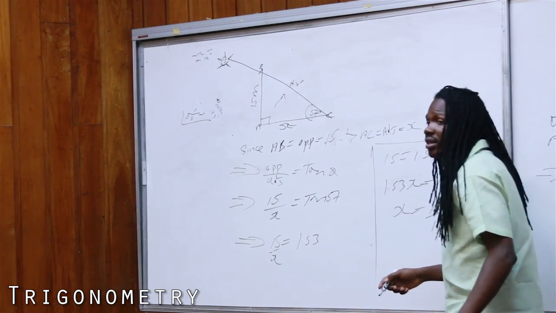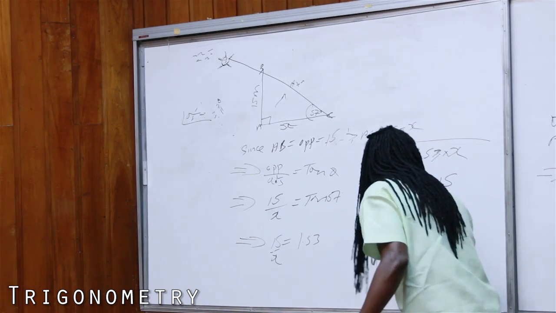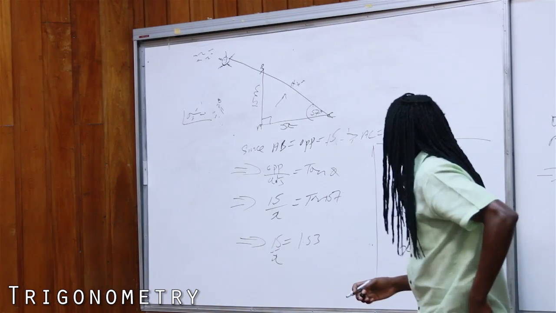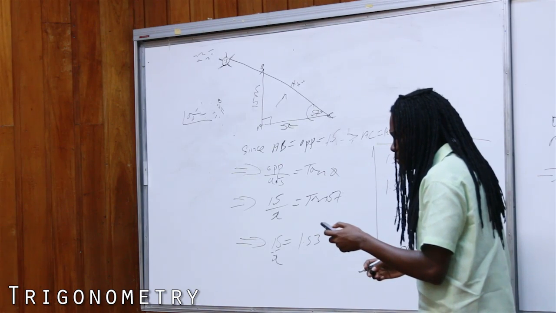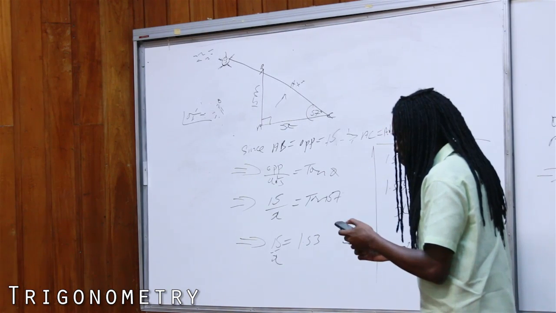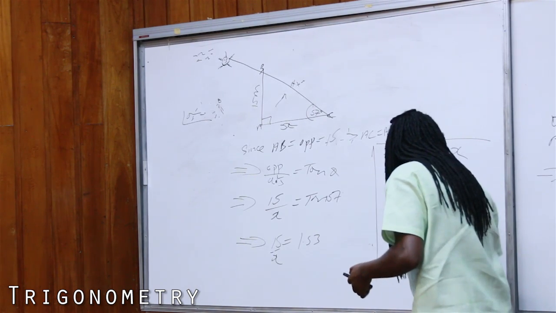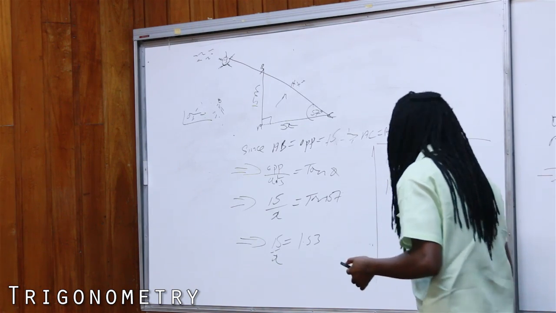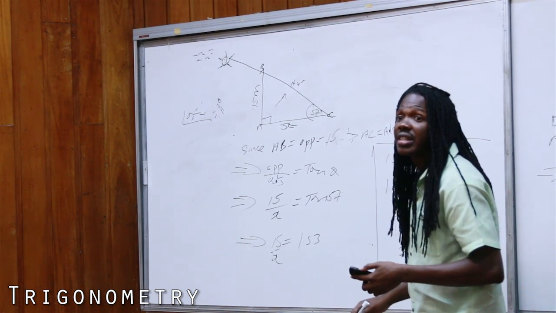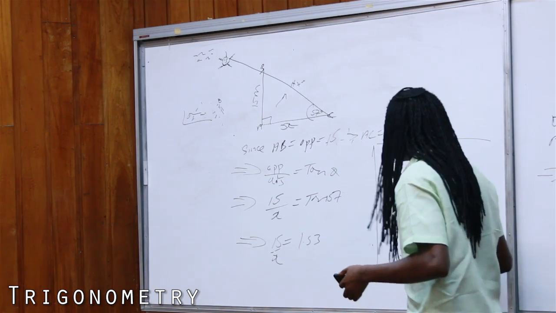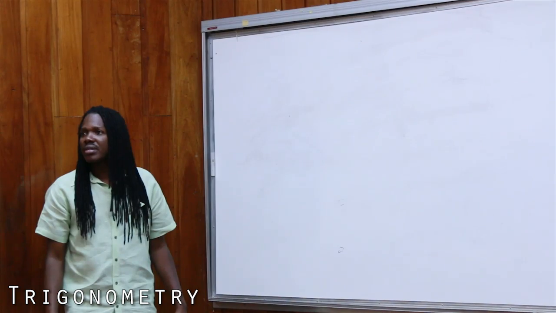Yeah. Good. So that means that x equal 15 divided by 1.53. What? 11.5. 11.5 degrees? 11.5 degrees? Meters, because they say the length. Length cannot be in degrees.